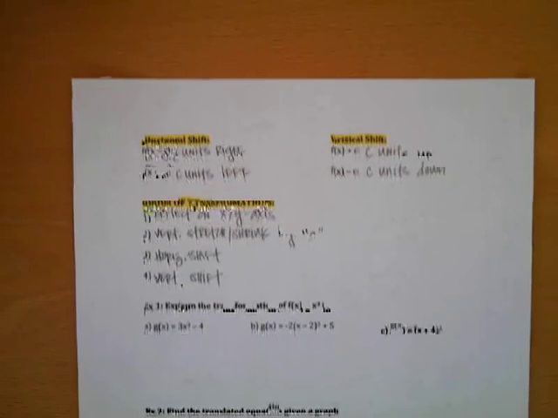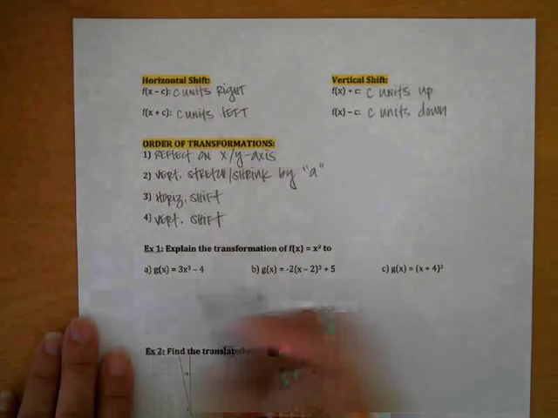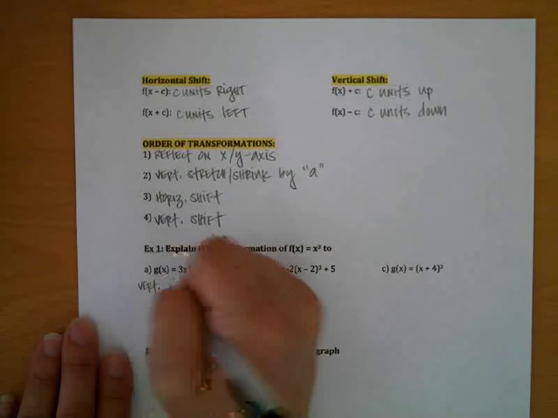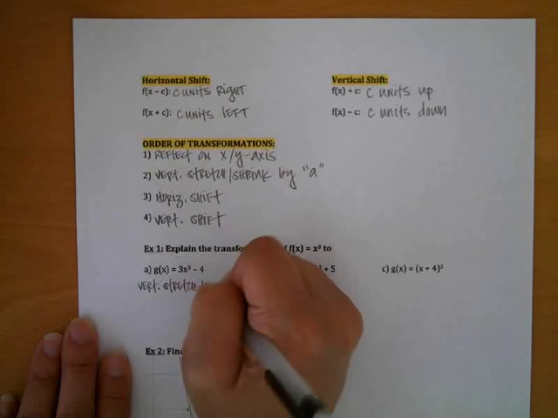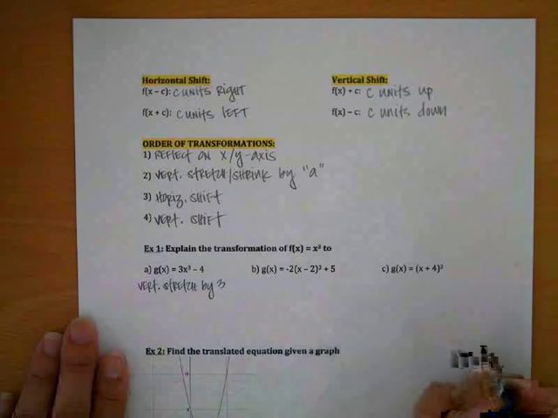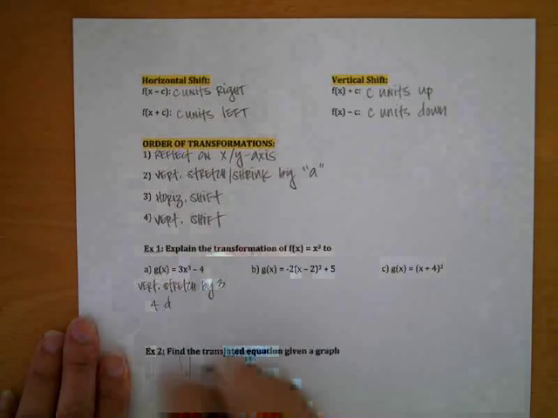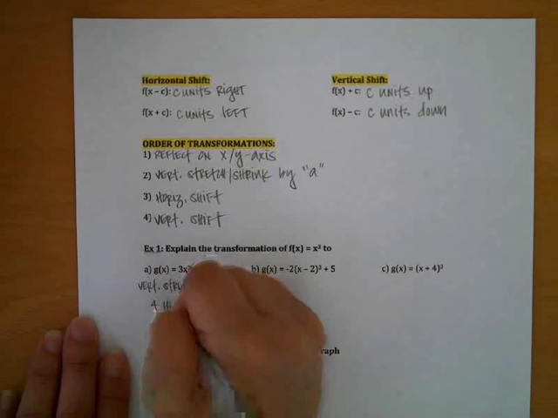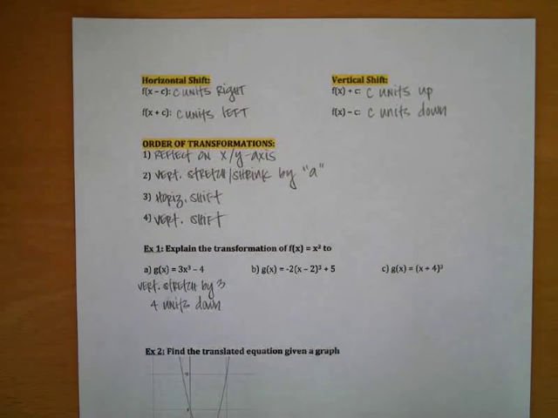So for example number 1, we're going to describe all of those transformations in that order. So we see that there's no reflection because it's not negative, but we do have a vertical stretch since it's bigger than 1. And it's a vertical stretch by 3. And there's no horizontal shift, but there is a vertical shift of 4 down. So we'll put 4 units down. So the 4 is on the outside of the x, it's not in the parentheses.